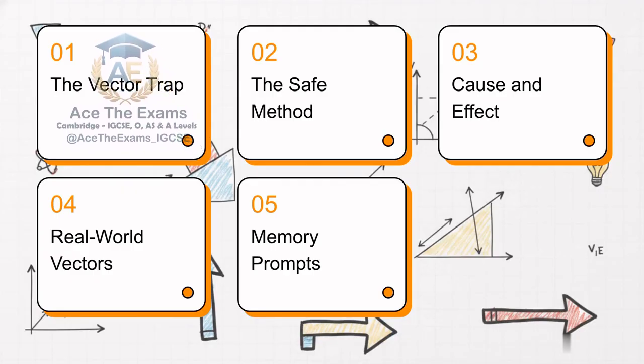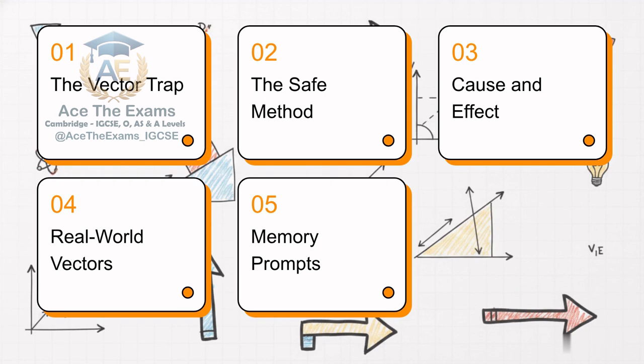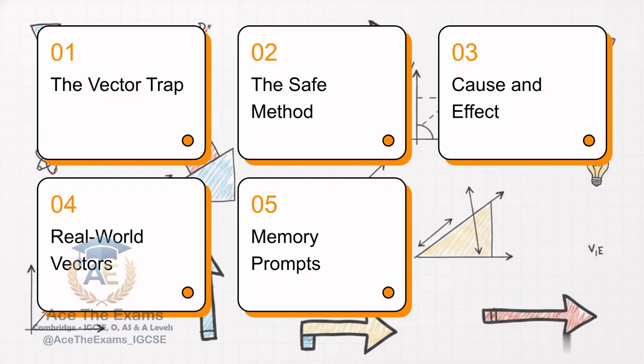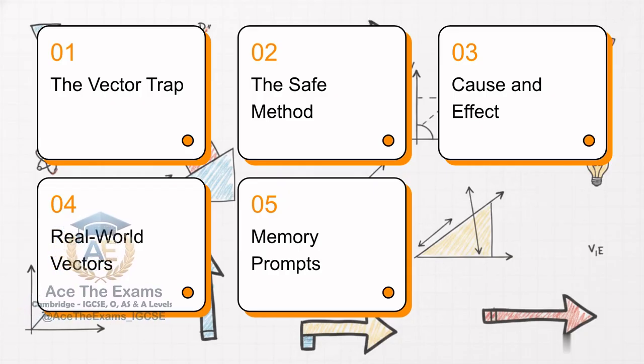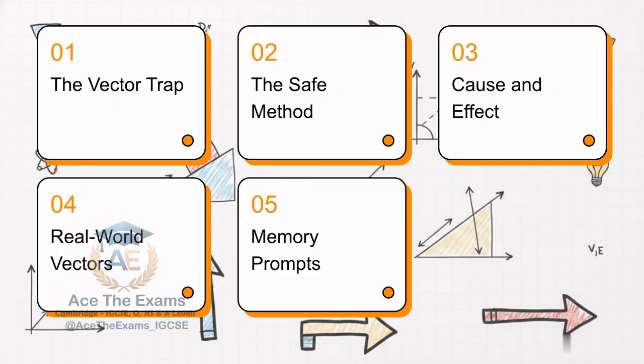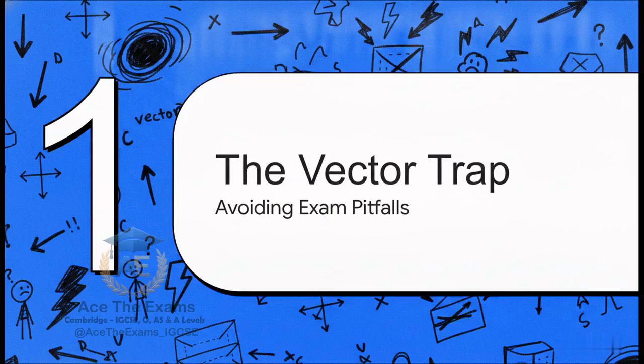Okay, here is our strategic blueprint for today's session. We will start by identifying and completely avoiding the common pitfalls in the vector trap. Then, we are going to break down a four-step framework known as the SAFE method, which is basically your ultimate defense mechanism. After that, we'll build an unbreakable chain of cause and effect, explore real-world vectors to ground our knowledge, and finally end with memory prompts to lock it all in permanently. Let's move straight into Section 1, the vector trap.